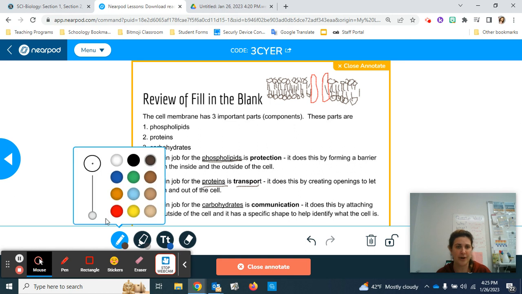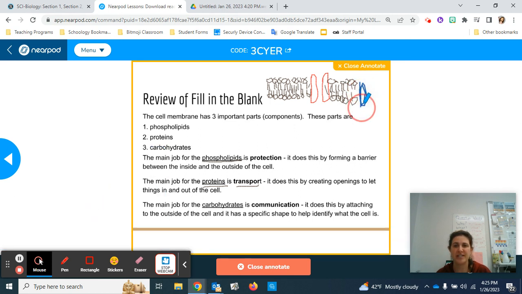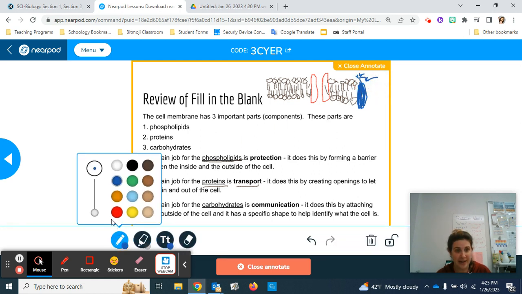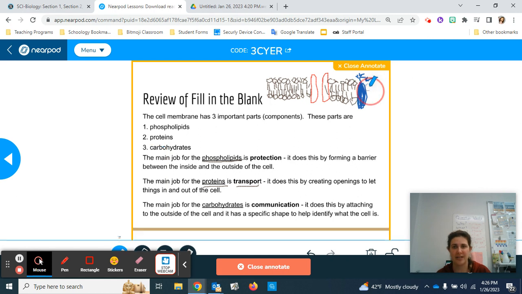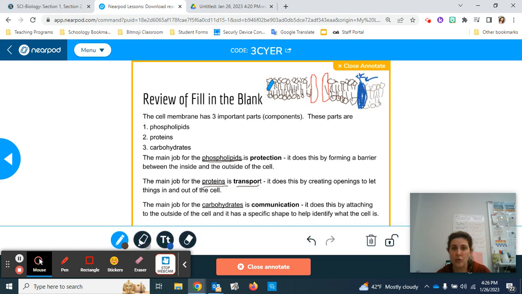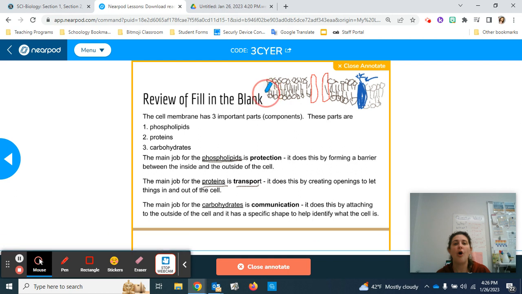The last part is going to be those carbohydrates, also embedded or stuck in the cell membrane. And then they have the little tag that comes off the outside. That's the carbohydrate. And the phospholipids are going to continue again on the other side. We don't lose them. This phospholipid bilayer goes, and this is the tricky part, all the way around, right?